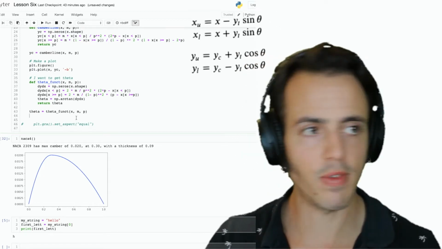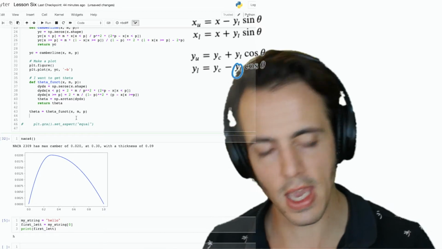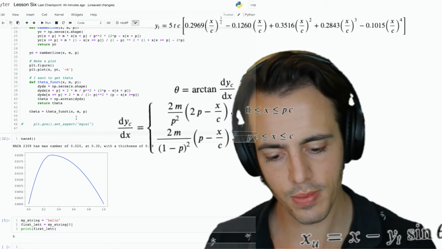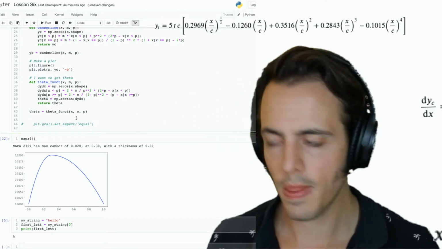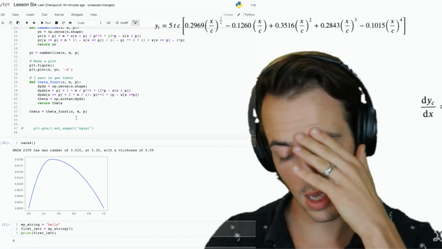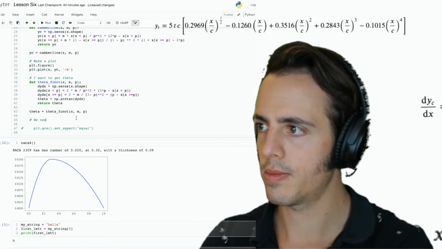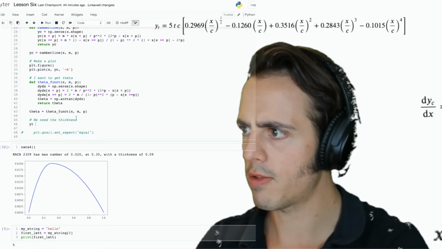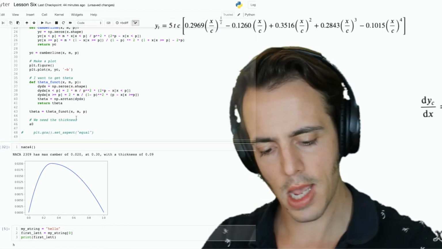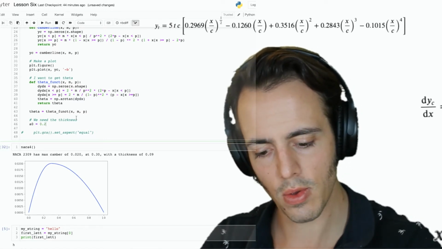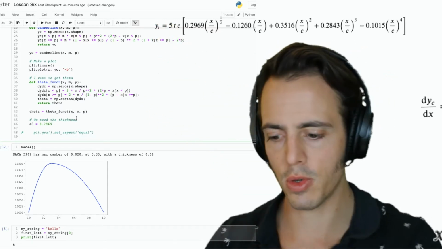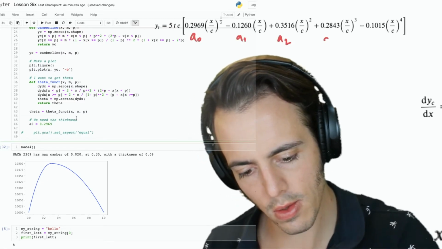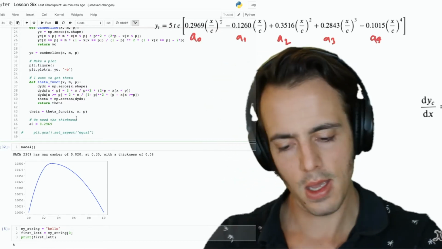Okay, but we need to have this expression yt. yt is the thickness, and it's given by this big expression at the top. So we need to work out the thickness, which, as you can see, is a polynomial, so we can include that. Let's write these numbers down. So I'll say a0 is 0.2969. I'm just going to write down these coefficients: a0, a1, a2, a3, and a4. This will just be a little bit tidier now.